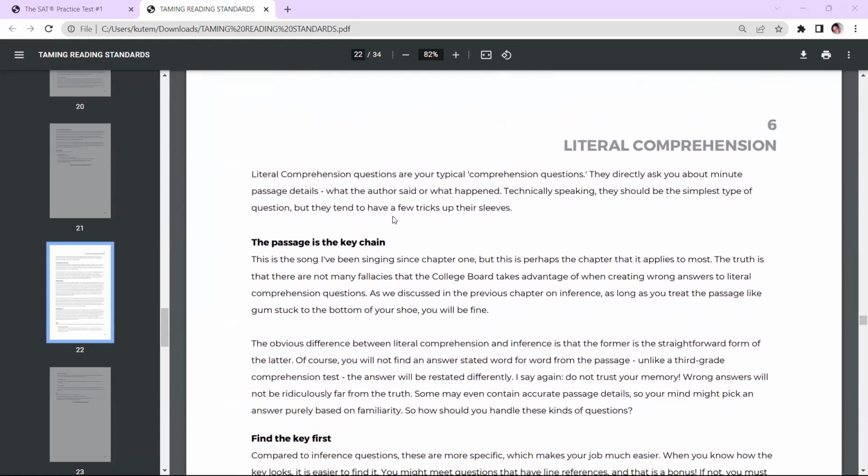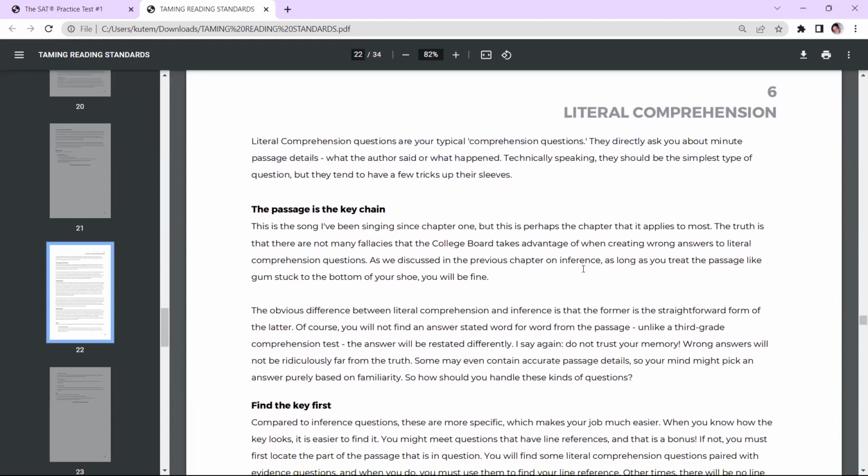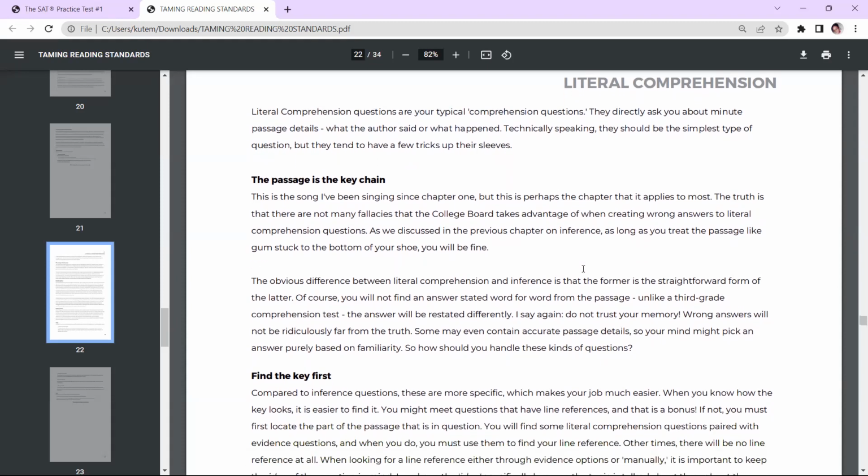Okay, so we're looking at literal comprehension. I already showed you an example of a literal comprehension question. These are questions that directly ask you about minute passage details. So they won't ask you to find the main idea or anything complicated. It just asks you what is said in the passage. So it will either ask what the author said or what happened in the passage. As I said, these should be the simplest questions, but they tend to have some twists that can mislead you into picking the wrong answer.